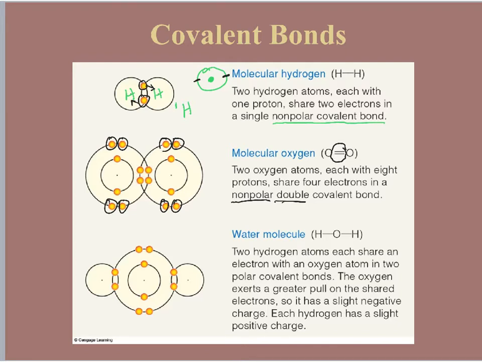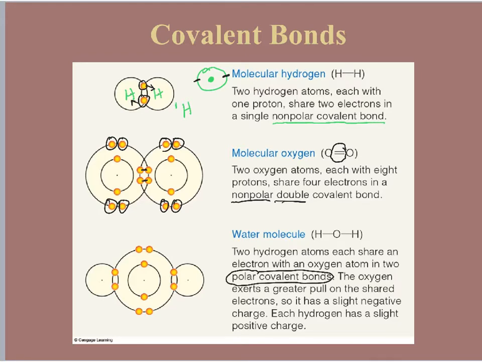oxygen. Let me draw those bonds in just so you can see. There's a bond created between those 2 electrons, bond created between those 2 electrons. So that's a non-polar double covalent bond, but still a non-polar covalent bond. When we look at a water molecule, though, for instance, this is a great example of polar covalent bonds.